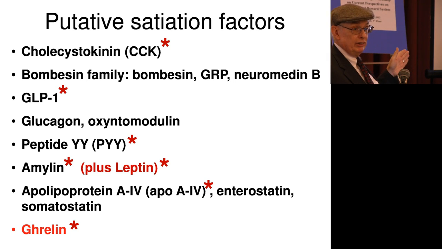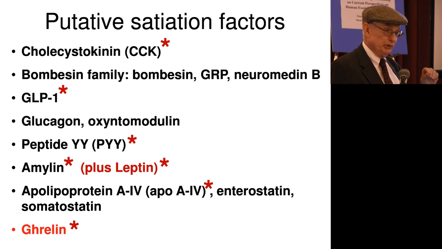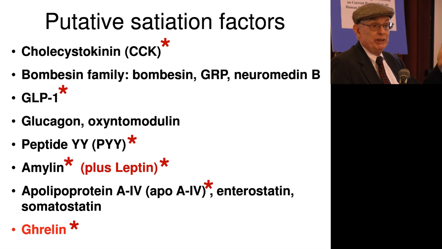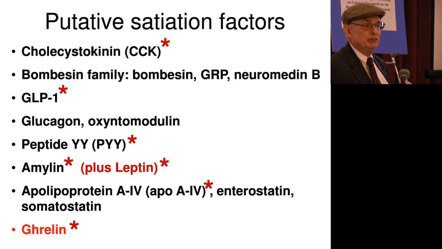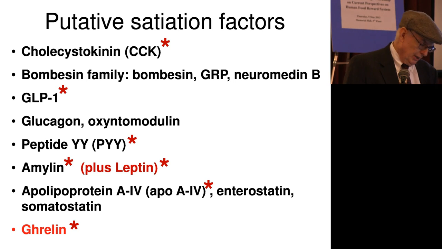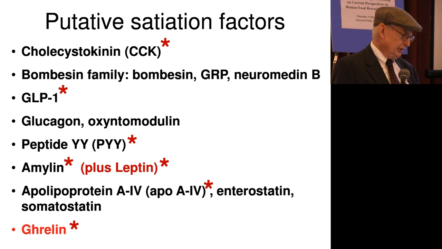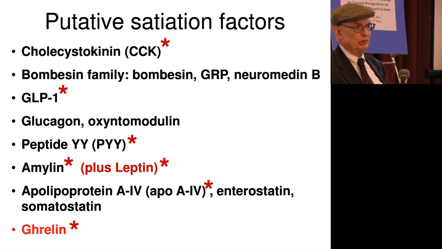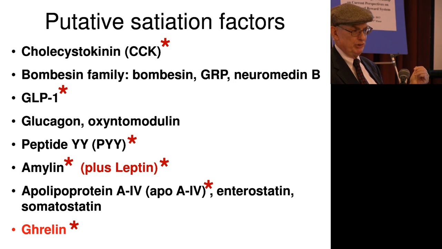I have ghrelin down there at the bottom. Ghrelin acts the opposite. If you inject ghrelin into a rat or a person, they'll eat a bigger meal. In other words, it seems to be the opposite. Ghrelin comes from the stomach. And I'll talk about ghrelin at the end. So there's a lot of these things. This is a short list. The actual list today with compounds most of us have never heard of is three times this long.